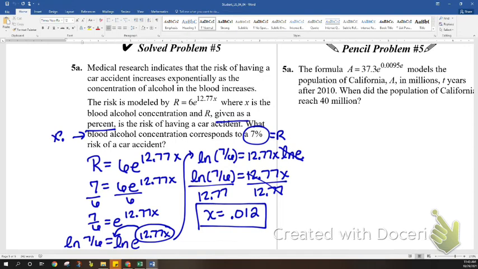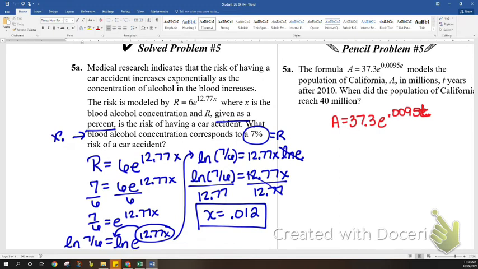All right, pencil problem. It says the formula A equals 37.3 e to the 0.0095t models the population of California, A in millions, t years after 2010. When did the population of California reach 40 million? All right, so they gave us an equation. So let's make sure we understand what those variables are. This E actually is supposed to be a T. It's a typo. It doesn't have a T in the problem.